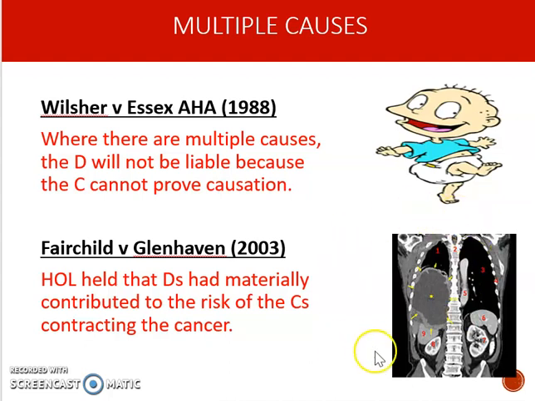So that was looking really harsh on the claimants. So the House of Lords made an interesting decision here. And they said that if the claimants could demonstrate that one employer had materially increased the risk of contracting mesothelioma, they were entitled to claim compensation. So that was mitigating some of the harshness, really, from the case of Wilshire.